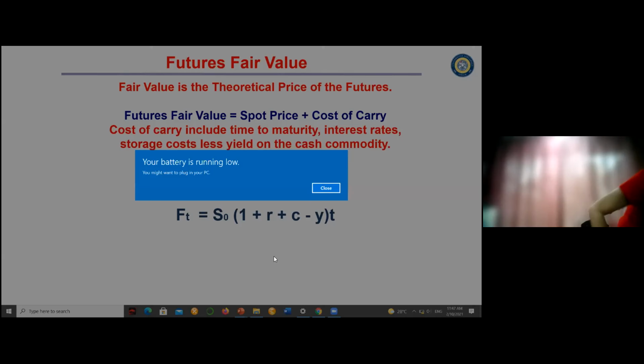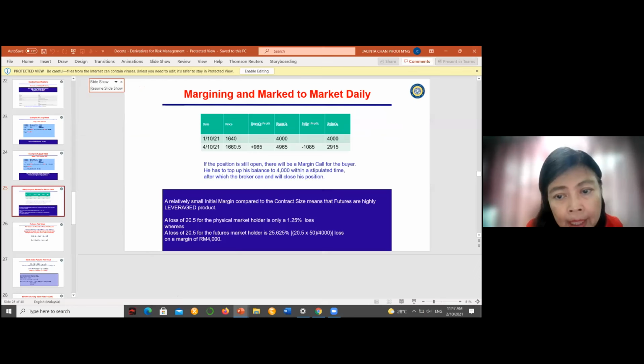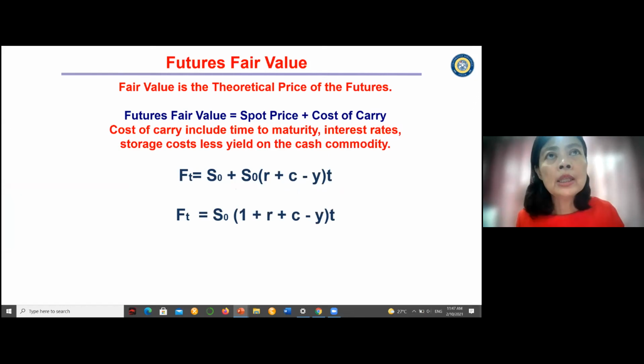Okay, there is no C because you don't have to store the index. C is for cost. Okay, you don't have to store your index. You don't have to put it into transportation, no transportation cost. The C is for commodities.